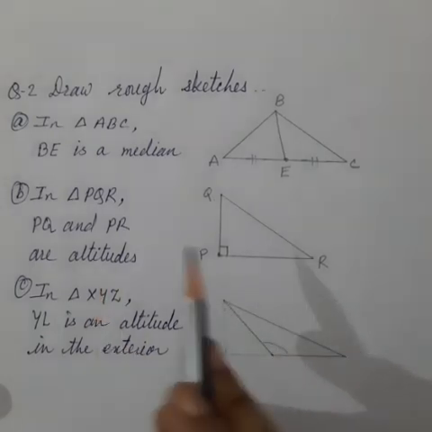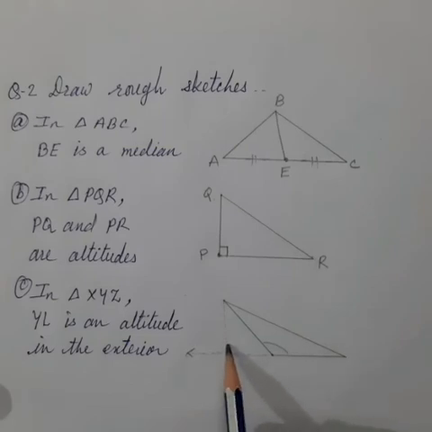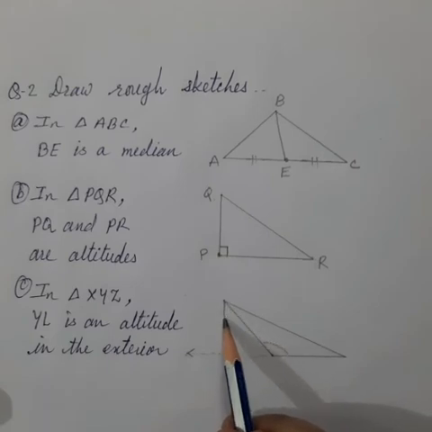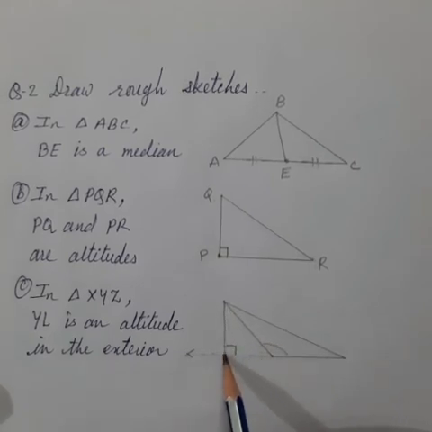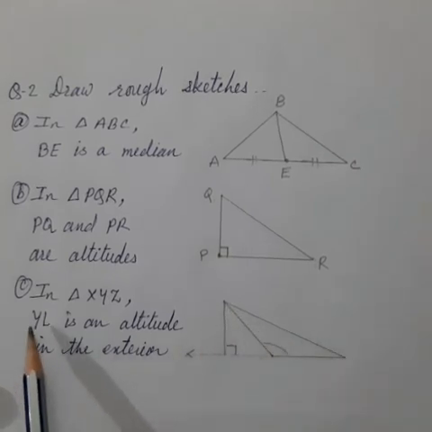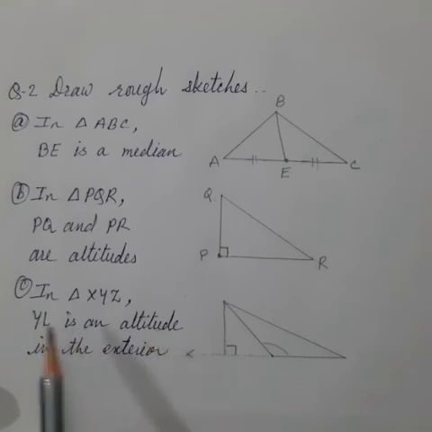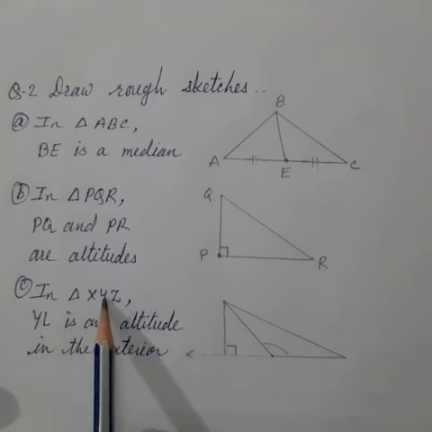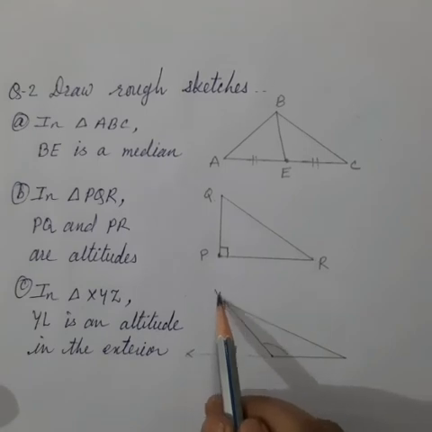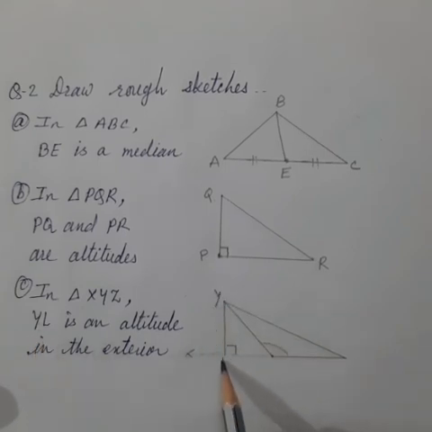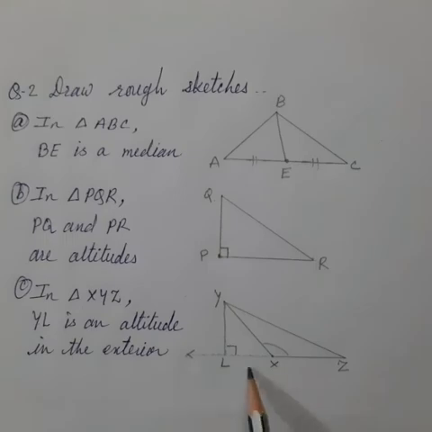These are all rough diagrams, so it should look like 90 degrees. So this is the altitude in the exterior. Now name it. YL is the altitude and Y is the vertex of the triangle. So here it is Y and L here. Now here you can give names X and Z. So YL is the altitude in the exterior of the triangle XYZ.